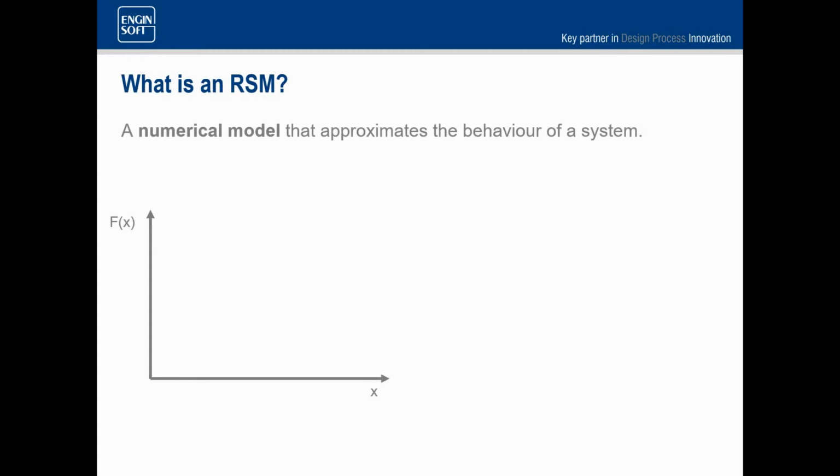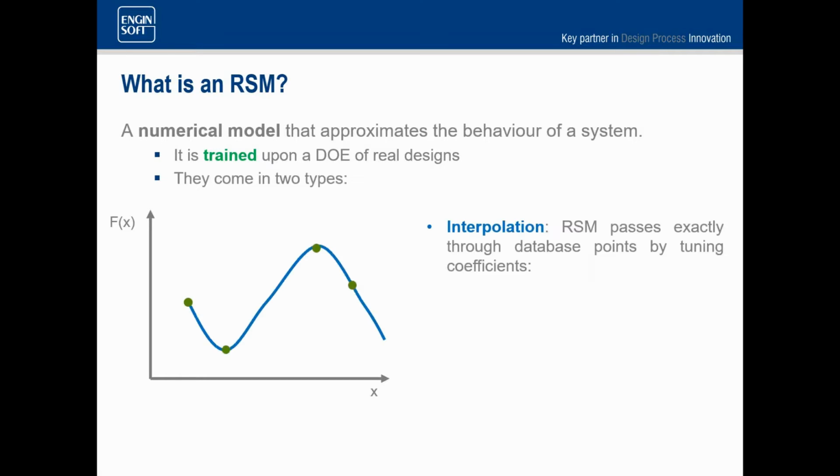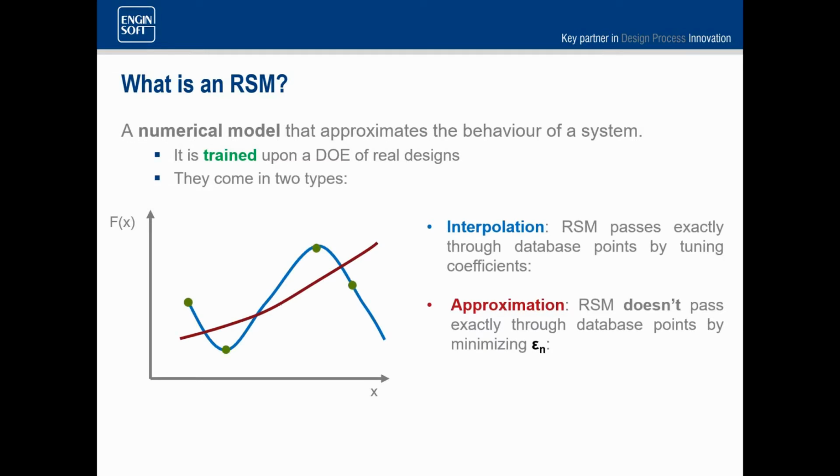So what is an RSM? It's just a numerical model that approximates the behavior of a system. It typically starts with a design of experiments, some sample points. There could be a number of different ways you could draw a line through those points. Typically there are two methods: one is an interpolation method, and the other is an approximation method. There are a number of different methods available to do that, and you could probably draw a line through those points in multiple ways.